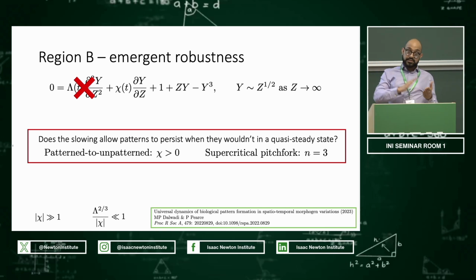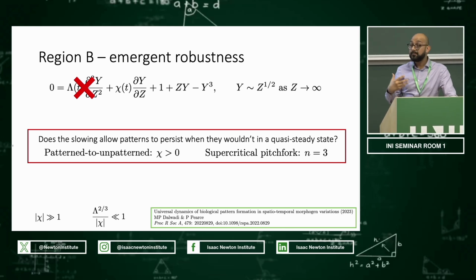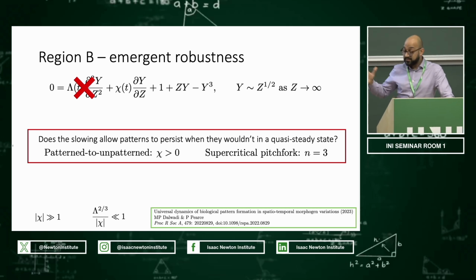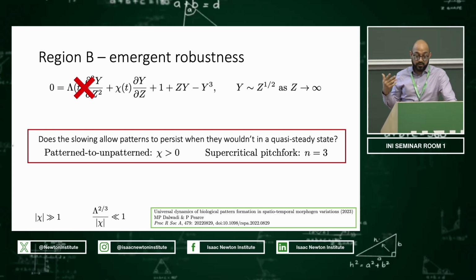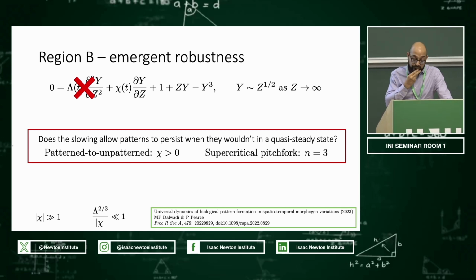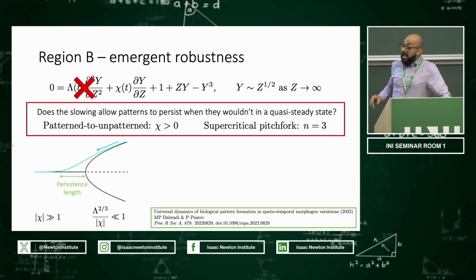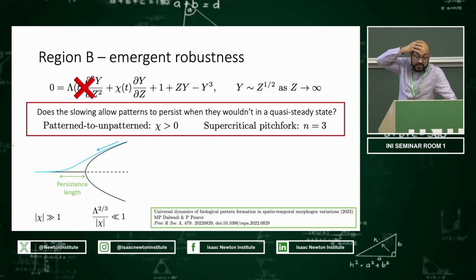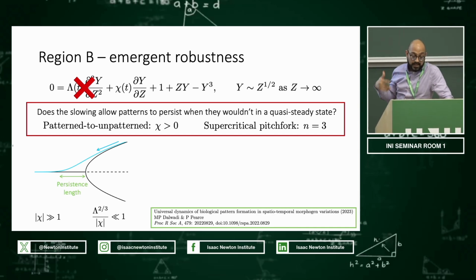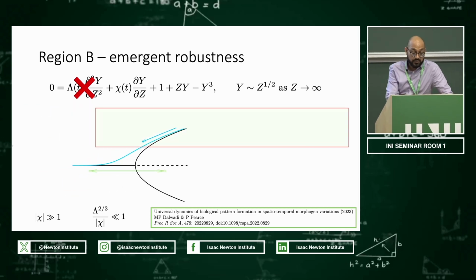And so looking at the transition from patterned to unpatterned means the case where chi is positive. And the case where the pattern forms through a pitchfork bifurcation, which is the case for the digit formation example, and often for other Turing bifurcations, means the case where n is equal to 3. And it's precisely this sort of dynamic crossing of the bifurcation from the pattern to the unpatterned state, this dynamic change in stability that is causing the pattern to persist over these longer timescales, causing the robustness.